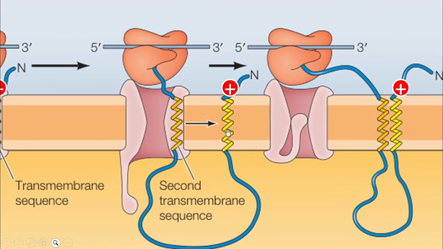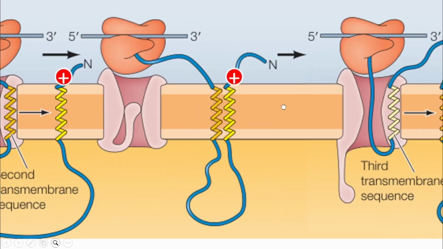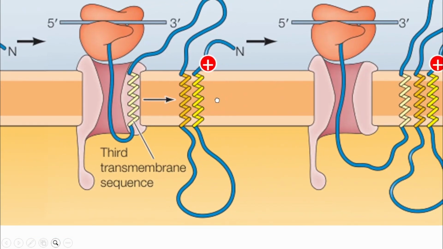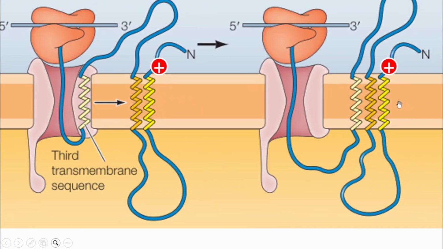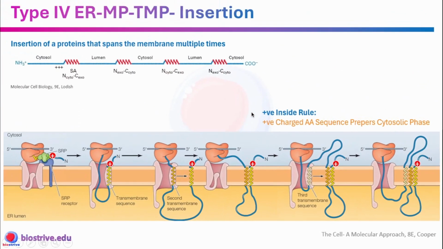Right, you can see here. Then it reaches the second stop signal sequence. It will be translocated through the lateral gate as well. Now you can see two helices in the membrane. Then it reaches the third sequence, which will again be translocated by the lateral gate, and we have a 3-pass transmembrane protein synthesized in a similar way. This was type 4 protein translocation into the ER membrane.